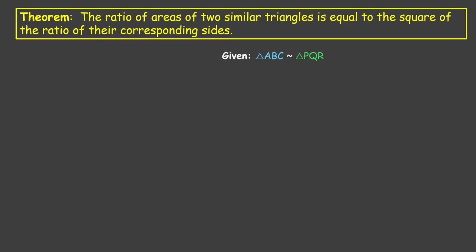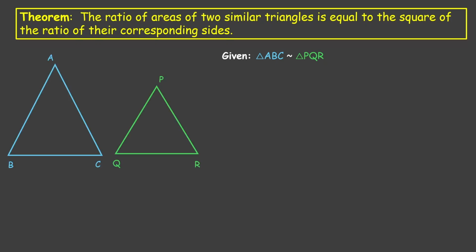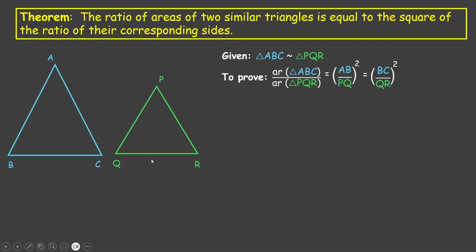Let us look at what is given to us. It is given that we have two triangles, triangle ABC and triangle PQR, and these are similar. Now what we need to prove is that the ratio of their areas is equal to the square of the ratio of their corresponding sides. Here AB and PQ are corresponding sides. Then we have BC and QR, and AC and PR. So this is what we need to prove.